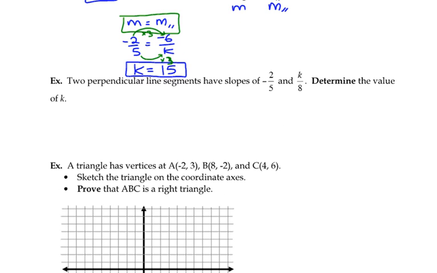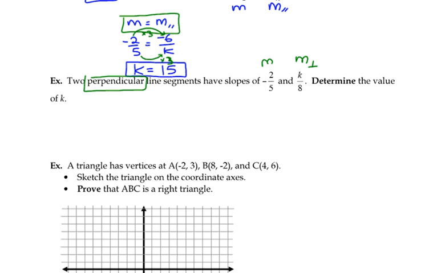Two perpendicular line segments have slopes of negative 2 over 5 and k over 8. Determine the value of k. So first of all, we're dealing with perpendicular lines. So if this is my slope, is that equal to my perpendicular? No. Perpendicular slopes, they're not equal to each other. How do we usually get our perpendicular slope? Flip it and make it opposite sign.